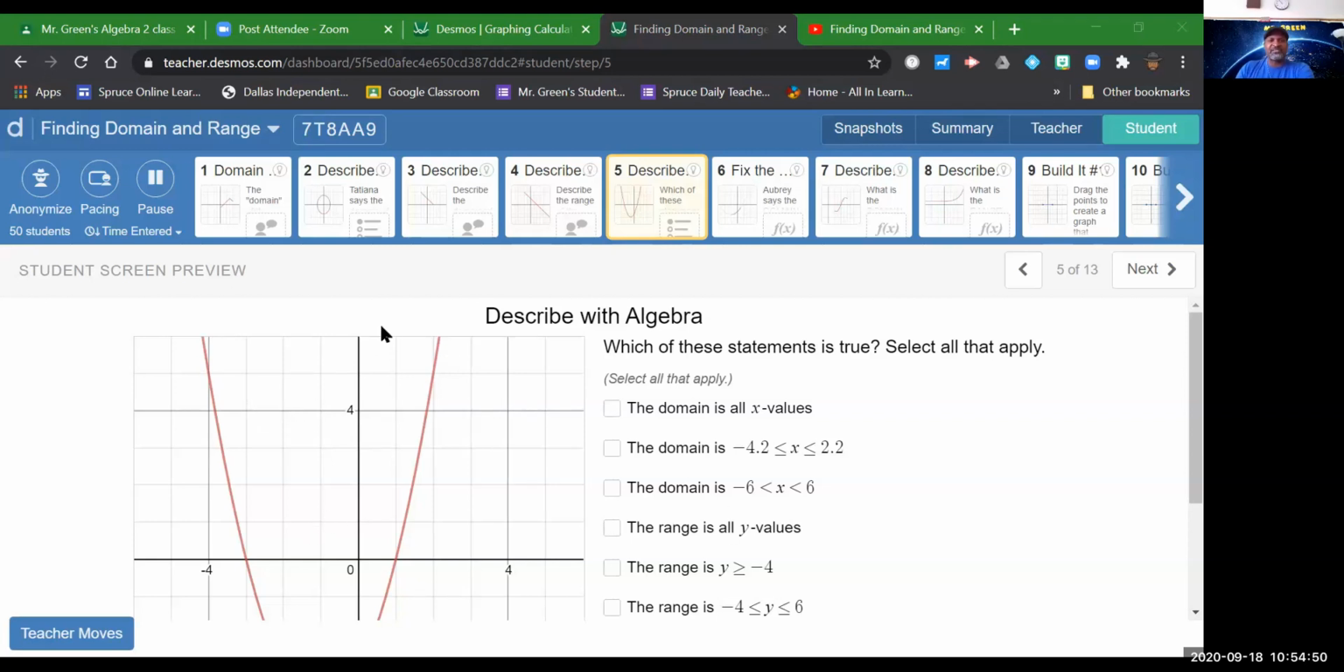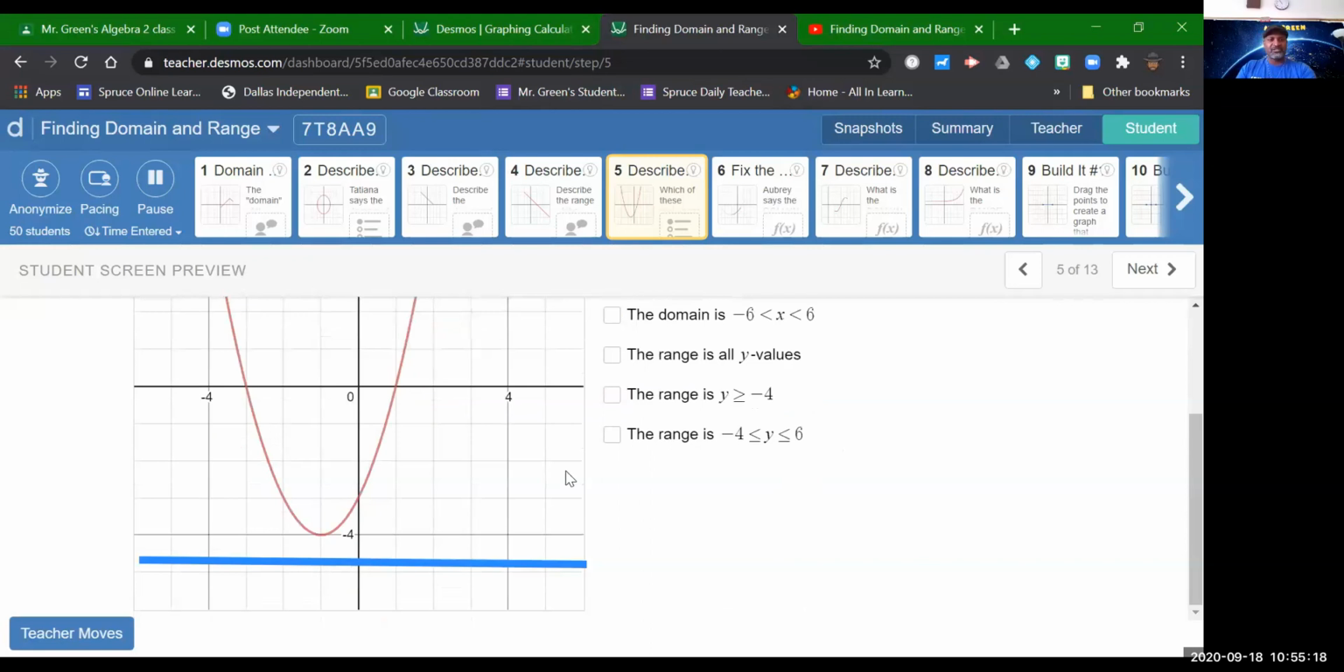So that means my domain is the entire x line. So I'm going to draw that. The domain in this graph is the entire x-axis. That means it's all the real numbers. So click, click. All right, so that's the domain.